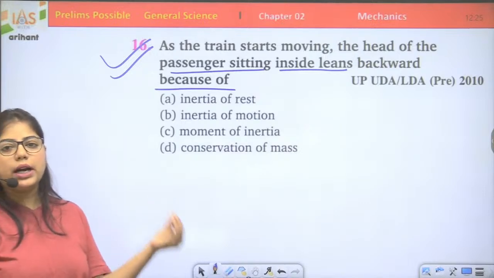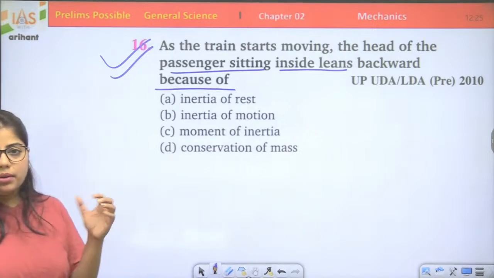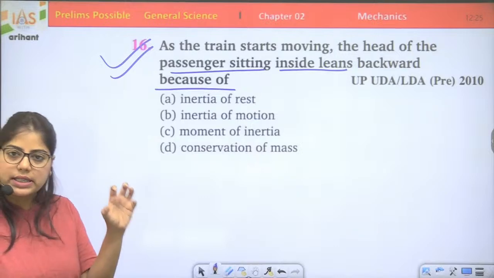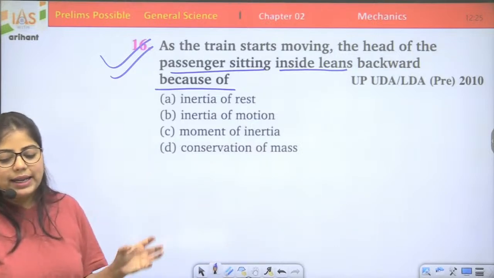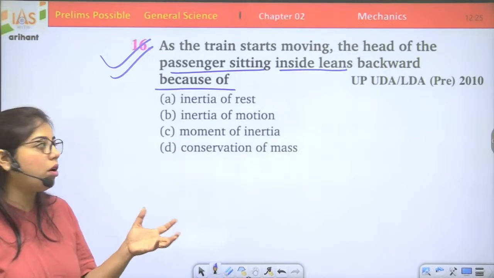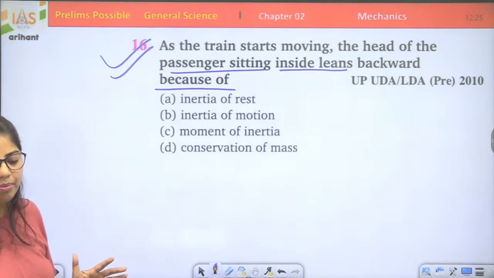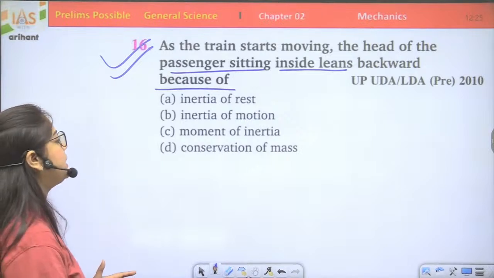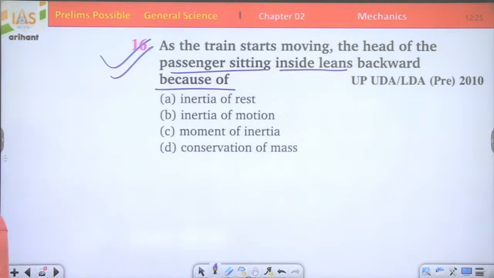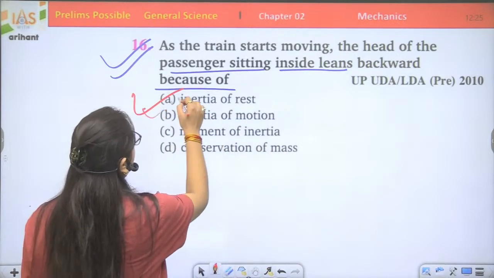You also study one of the examples of the train. When a train suddenly starts moving forward, the passenger standing in the compartment tends to fall backwards, right? Now that example belongs to which law of inertia? Inertia of rest, inertia of motion, moment of inertia, conservation of mass. Tell me, what is the right answer of question number 16? So both the examples are related to inertia of rest.